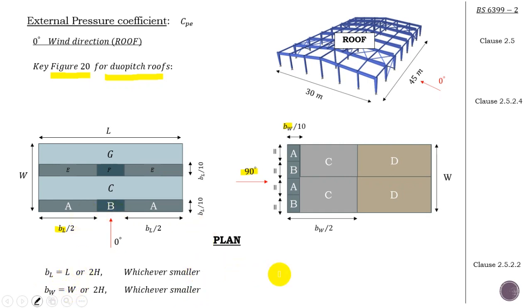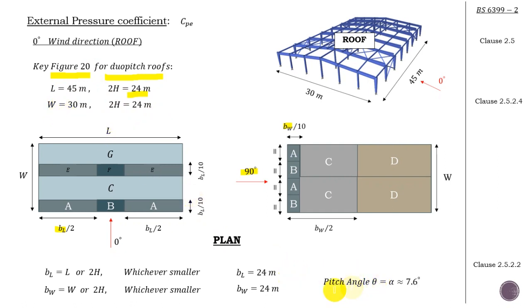For my case, the L is going to be the same, 45, whether I'm considering 0 or 90 degree wind direction, and the 2H is just 24 for both directions. My BL and BW are both 24, because in both cases they are smaller than L and W. Remember the angle, it's 7.6. We're going to need it in a bit.